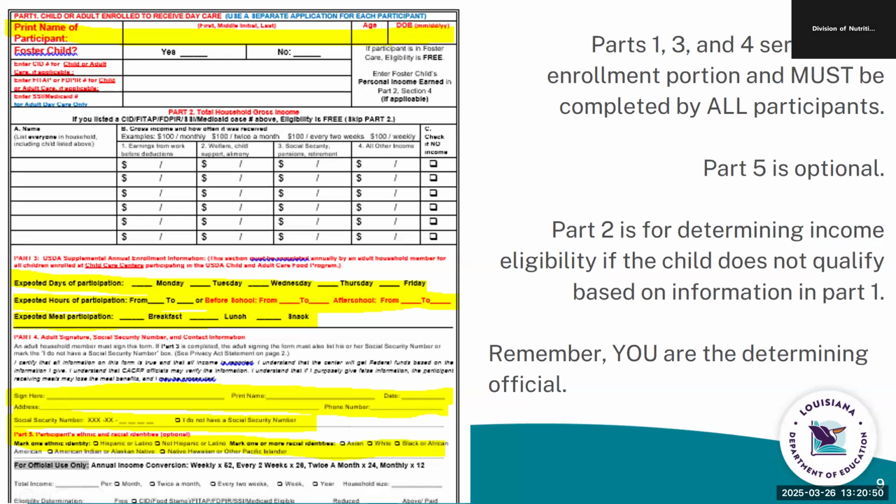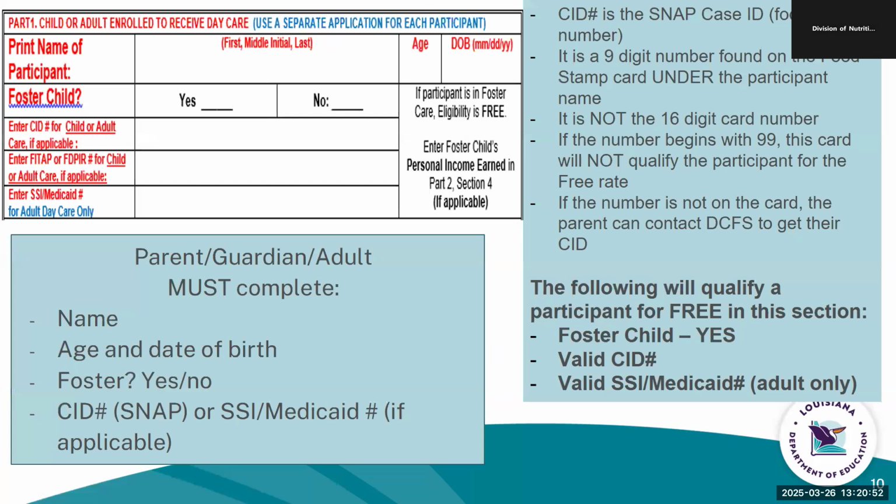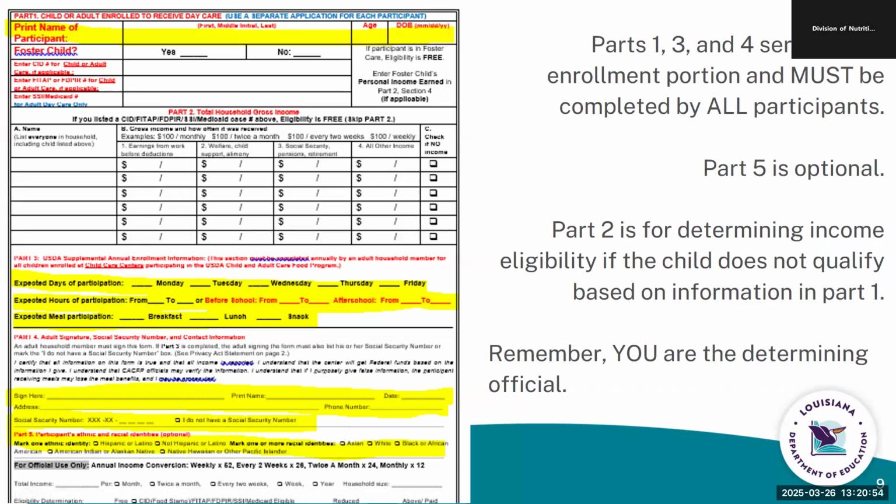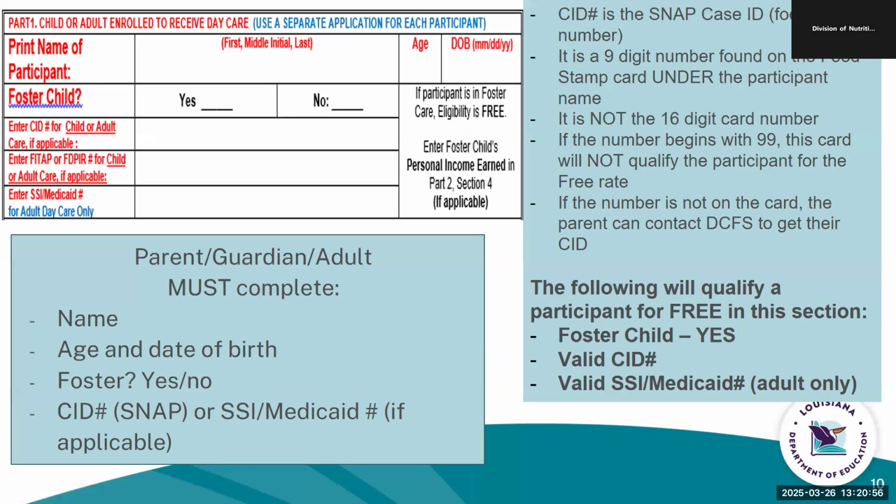So, Miss Janet, I see your question, and we're going to get to that right now on this next part. Again, that's what the parent and the guardian must complete. This is just a review of what it is not. It is the SNAP ID number. It's 9 digits. It's not the 16-digit card number.